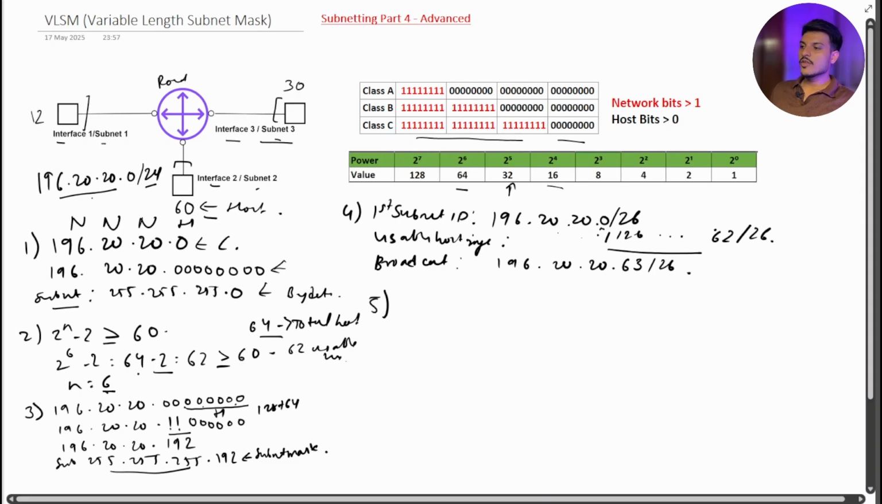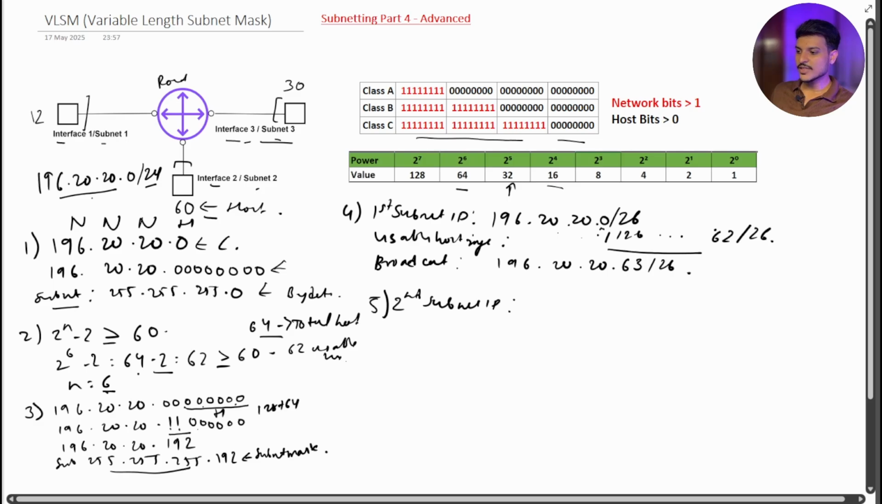Now we will find the subnet ID for the other interface, that is interface 3, where the host requirement was 30. So we will find the second subnet. How can we find the subnet ID? I will provide you two methods.